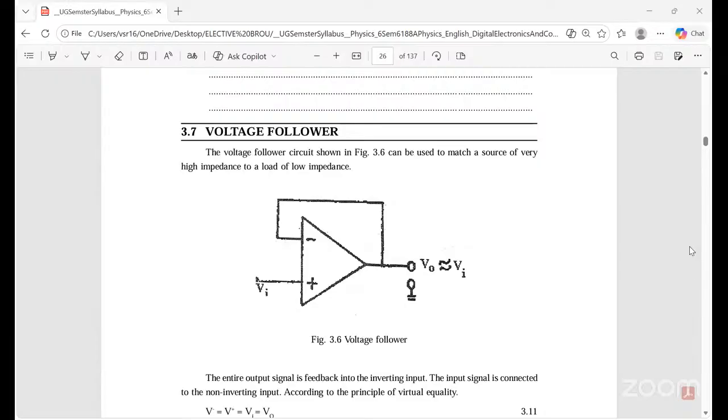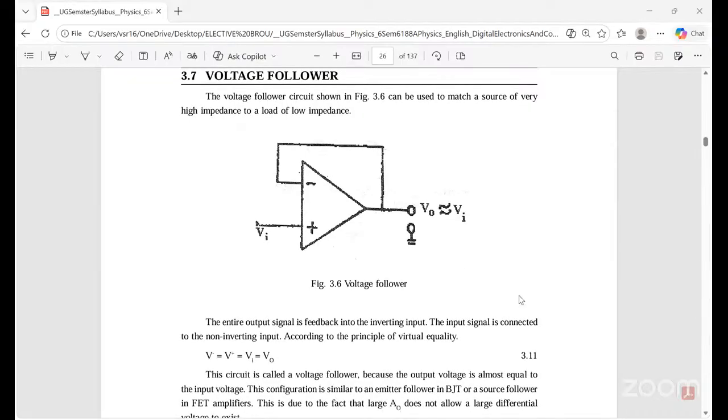So today we will go for the voltage follower. So you can easily see what is meant by a voltage follower. You can easily match a source of very high impedance to a load of low impedance.